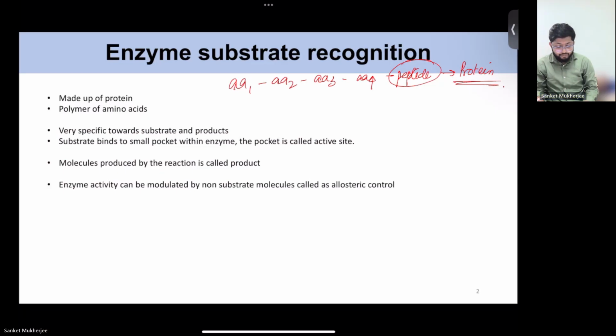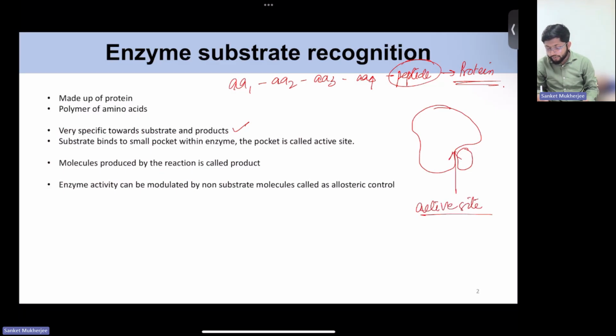An enzyme is very specific towards its substrate and products. We've already studied about it. If this is an enzyme and this is where the substrate binds, this area is called an active site. So the active site is the pocket where the substrate binds. And the molecules which are produced by the reaction after the reaction is over are called products.